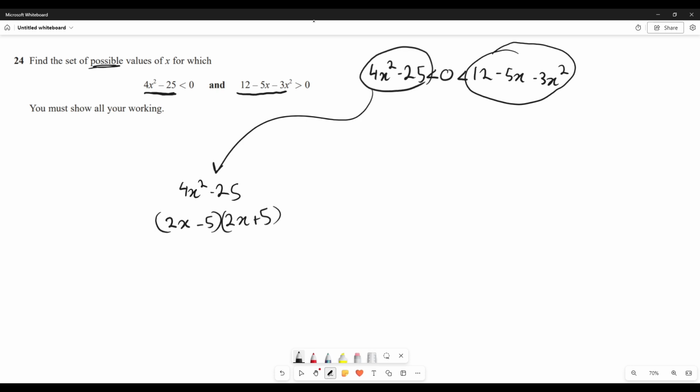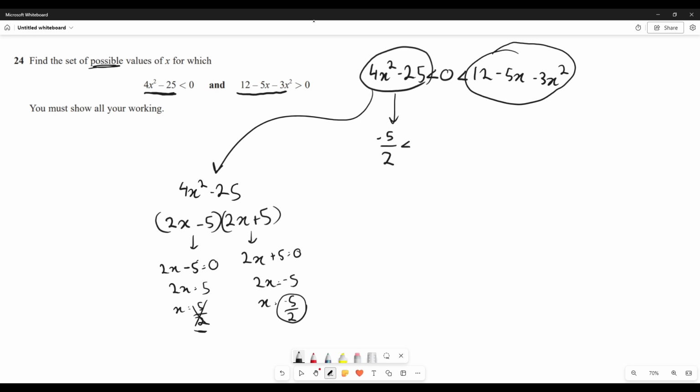So now you have two brackets that could possibly be x. If we solve both of these, we put this as 2x minus 5 equals 0, 2x equals 5, so x equals 5 over 2. If you look at our inequality again, this has to be less than 0, so this answer cannot be possible. So if we try this, we have 2x plus 5 equals 0. So then 2x equals minus 5, so x equals minus 5 over 2. This is possible because it's less than 0. So here we can write minus 5 over 2 for our first part of our answer.